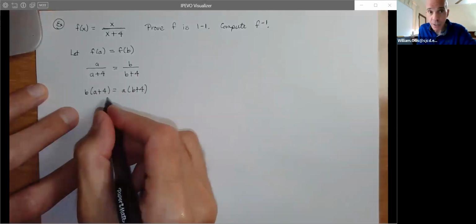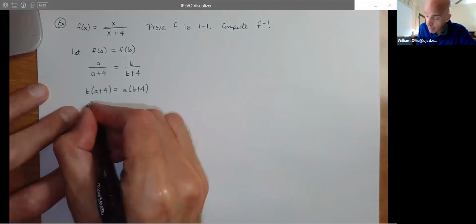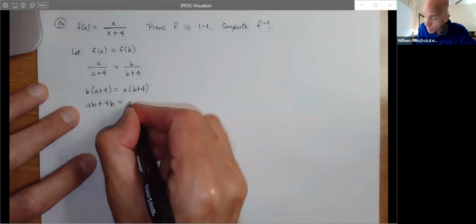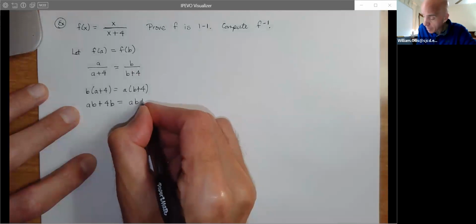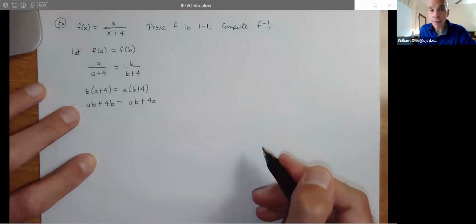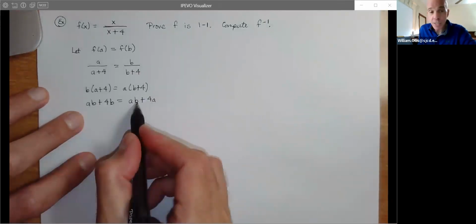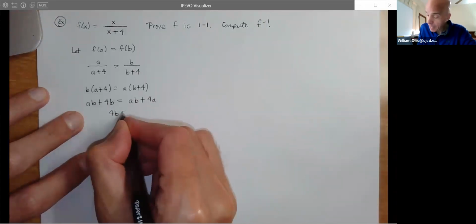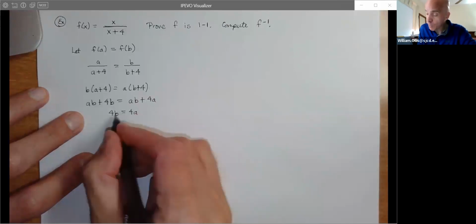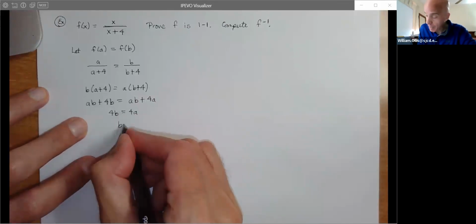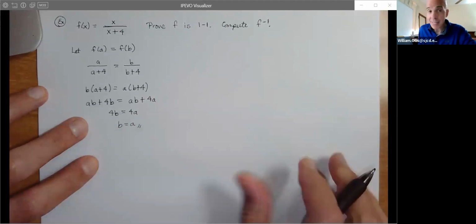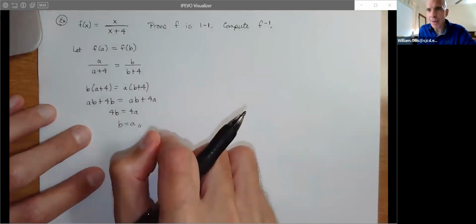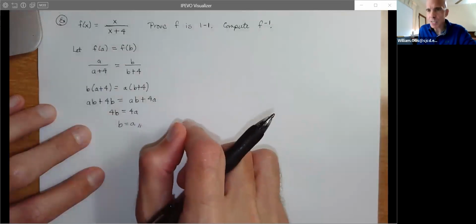Now we can distribute, so we get AB plus 4B equals AB plus 4A. Now, of course, the AB's absorbed. So we're done with that, and we get 4B equals 4A. And then, of course, the 4 is absorbed, and we get B equals A. So by definition, F is one-to-one, but you probably already thought that. I've used examples similar to this before.